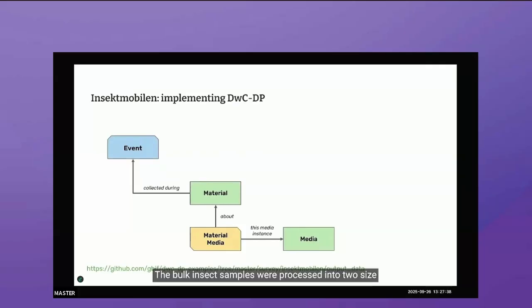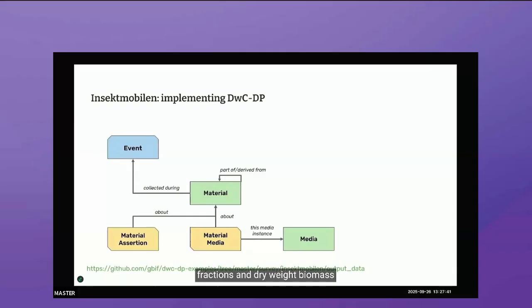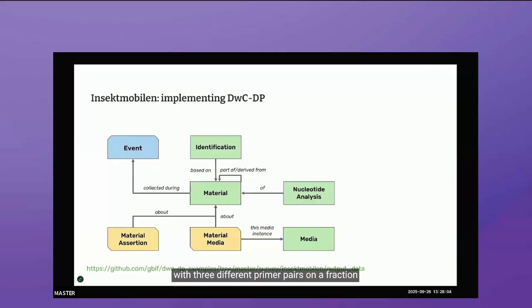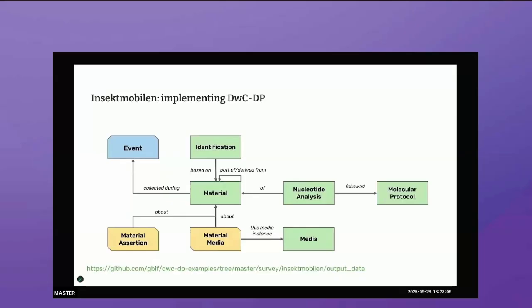The bulk insect samples were processed into two size fractions, and dry weight biomass of the size-sorted material and DNA concentration of the purified DNA extracts was captured as material assertions. From the bulk sample, we performed morphological identification of certain taxonomic groups. We then carried out nucleotide analysis with 3 different primer pairs on a fraction of the purified DNA extract by following a molecular protocol. And from one of those primer pairs, we shared sequences which we compared to a reference database to get taxonomic identifications.